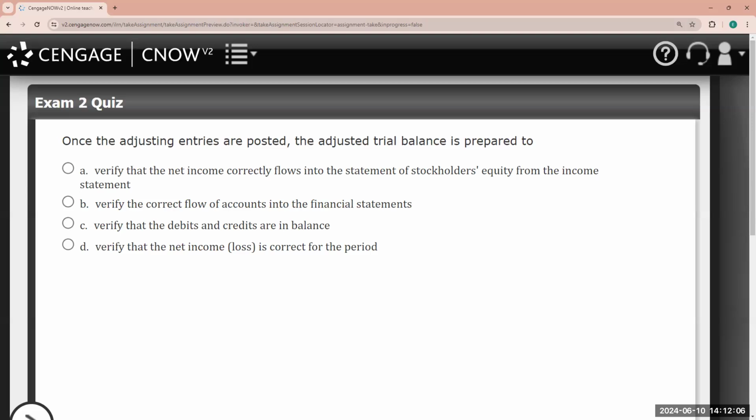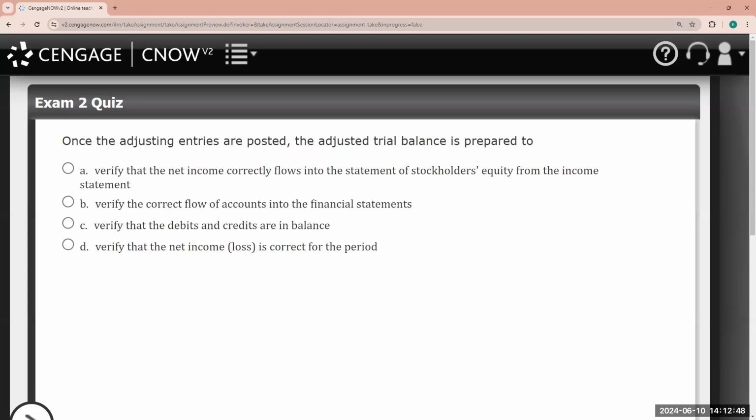So the next question asks, once the adjusting entries are posted, the adjusted trial balance is prepared to verify that the net income flows into the statement of stockholders' equity from the income statement. This is incorrect. All right, so keep in mind, we prepare the net income after we have recorded the adjusting entries. And before we can determine the amount that needs to flow to the statement of stockholders' equity, we first need to calculate our income statement. So that's not the purpose of our adjusting entry. Verify the correct flow of accounts into the financial statements.